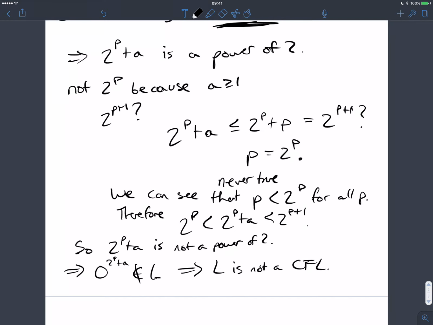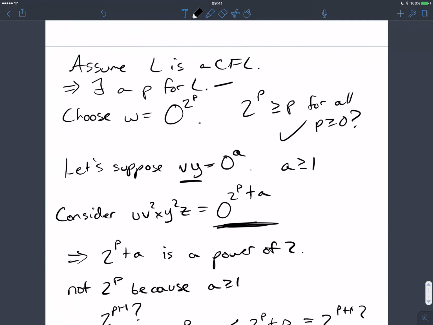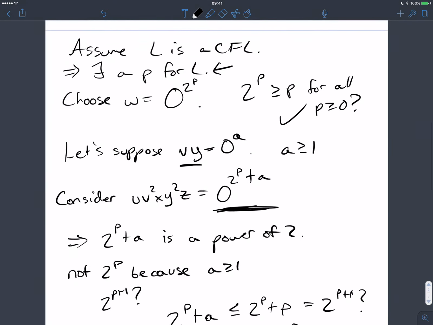So now what you do is, at the beginning, instead of saying there exists a P for L, you say that the pumping constant I'm choosing is the maximum of whatever was given to me and 2. So you just pick any value that's at least P and at least 2. Therefore, you guarantee that you don't ever have equality there. But yeah, pumping down works if you have that extra condition. Okay. Other questions?